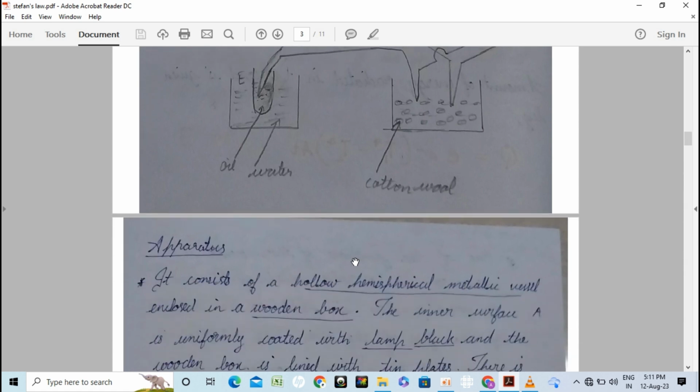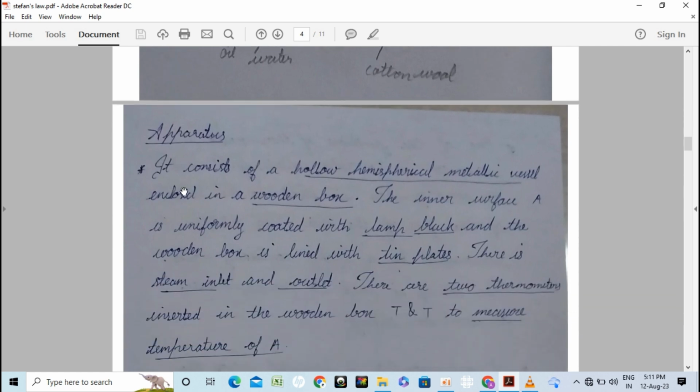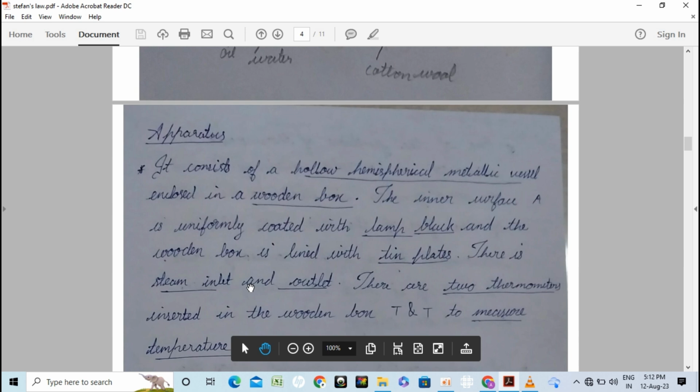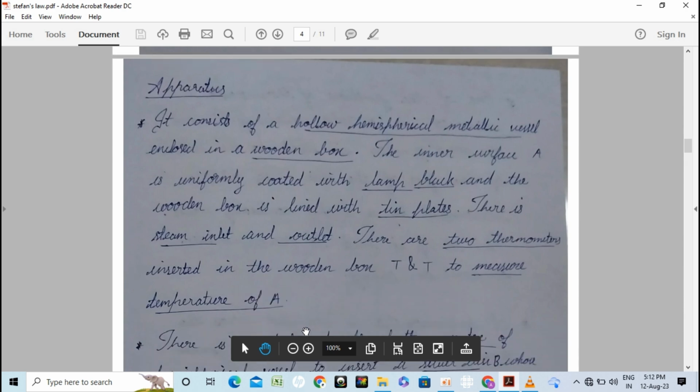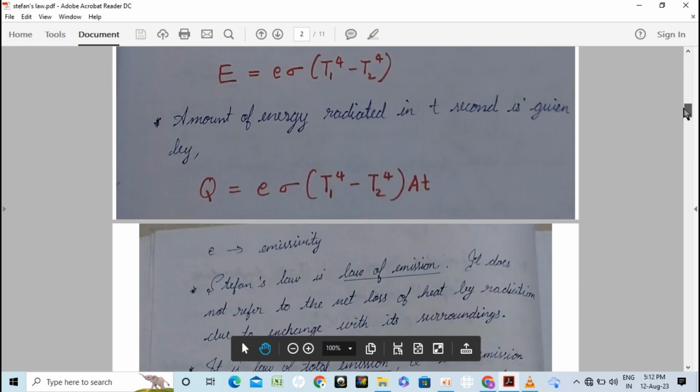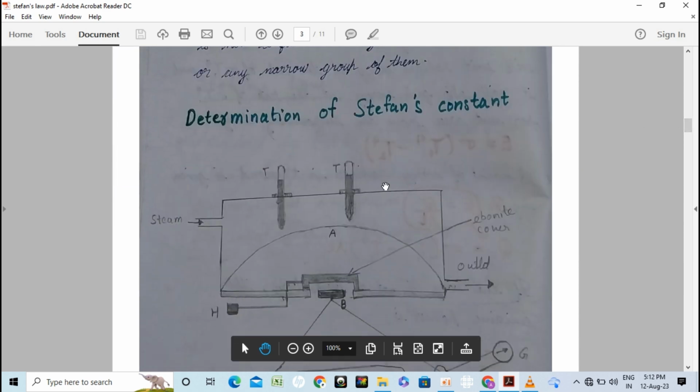I will read the apparatus once more. It consists of a hollow hemispherical metallic vessel enclosed in a wooden box. The inner surface A is uniformly coated with lamp black and the wooden box is lined with tin plates. There is a steam inlet and steam outlet. There are two thermometers inserted in the wooden box to measure the temperature of A. So these thermometers are T and T.